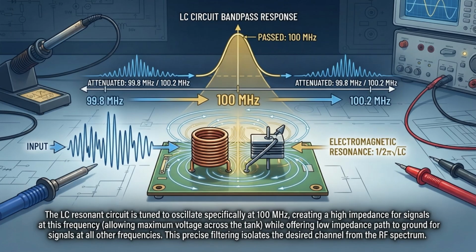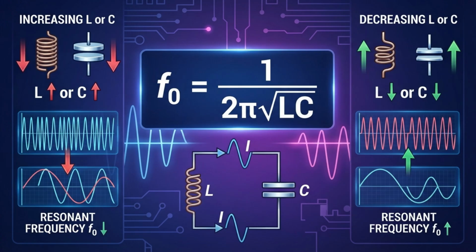Physically, consider a radio receiver designed to receive a 100 MHz FM station. The LC resonant circuit is tuned so that it resonates at 100 MHz, allowing signals near that frequency to pass efficiently while greatly reducing signals from neighboring stations. This is one of the key principles behind channel selection in RF systems.